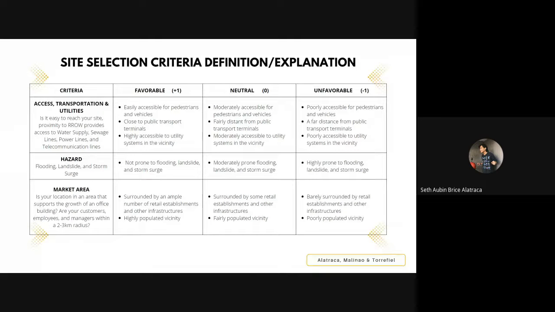So for the access, transport, and utilities, we would much favor if the site would be easily accessible for pedestrians and vehicles, close to public transport terminals, and highly accessible to utility systems in the vicinity. For hazard, we would favor that the site would not be prone to flooding, landslide, and storm surge, making it secure and safe. And for the market area, we would favor that the site would be surrounded by an ample number of retail establishments and other infrastructures, and also the vicinity to be highly populated for a huge number of consumers for the project.